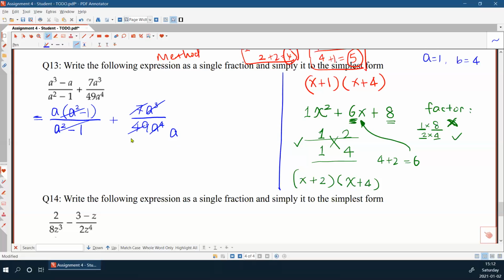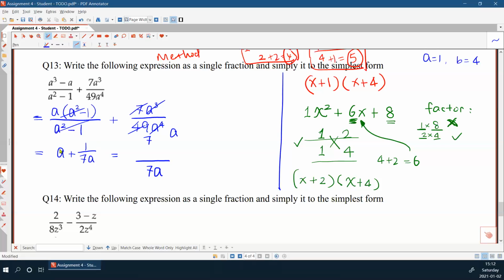7 can be canceled with 49, which leaves you a 7 here. Okay, so the original expression can be rewritten as a plus 1 over 7a, right? And next, to write this expression as a single fraction, we need to find the common denominator. Common denominator is 7a, right?